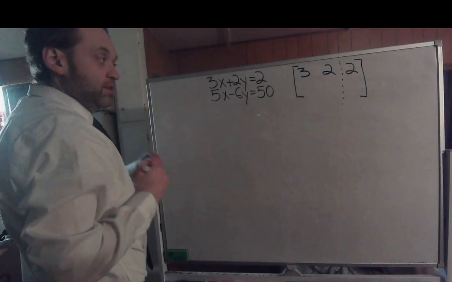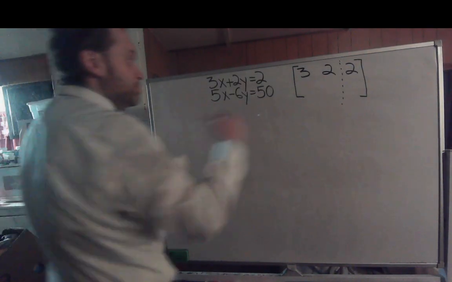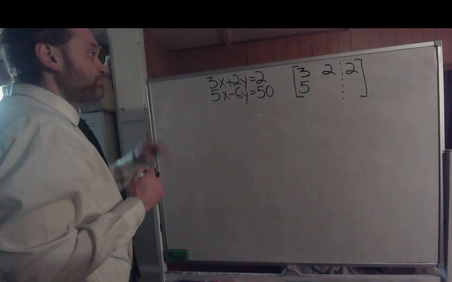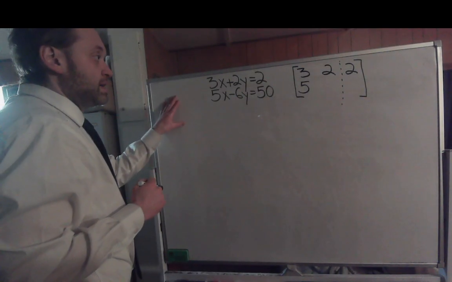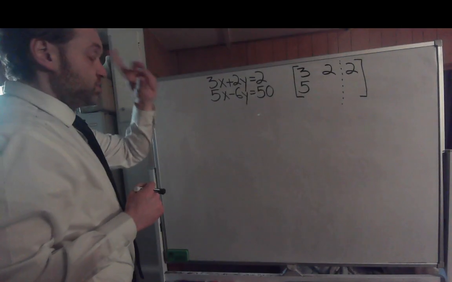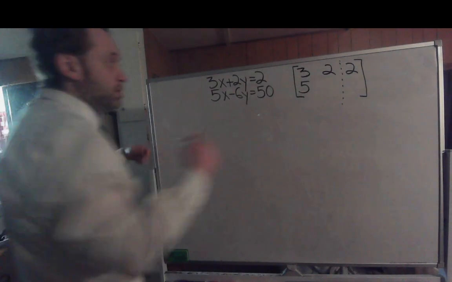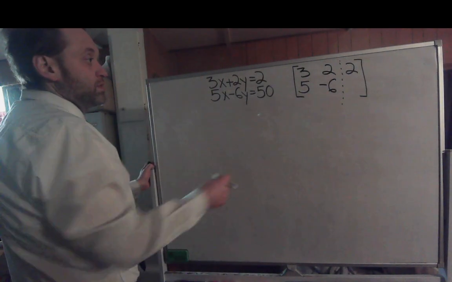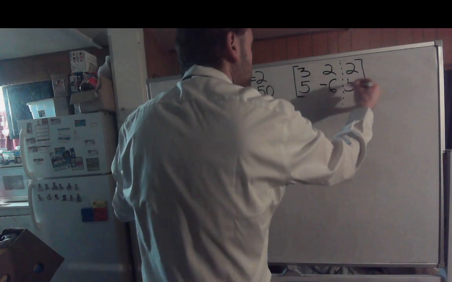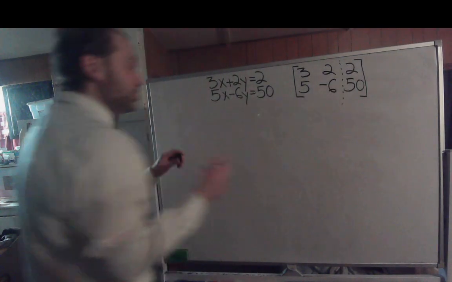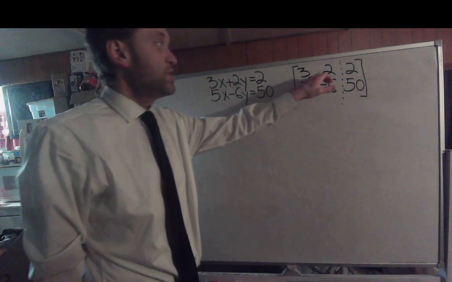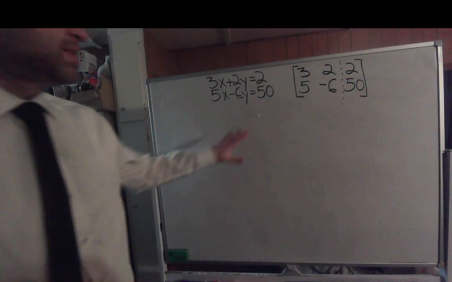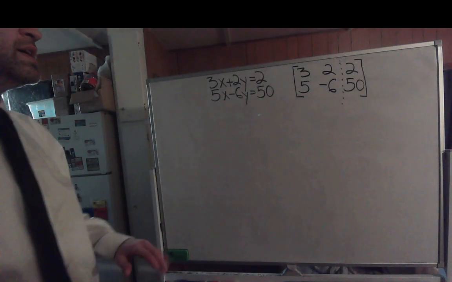Now, to form your second row, take the coefficient on your x variable, which would be 5. Then, go ahead and take the coefficient on the y variable in the second row, which would be -6. Then, on the right side, you'll put that 50. Alright, so here is your augmented matrix. You have 3, 2, 2, 5, -6, 50. That represents this system of equations.